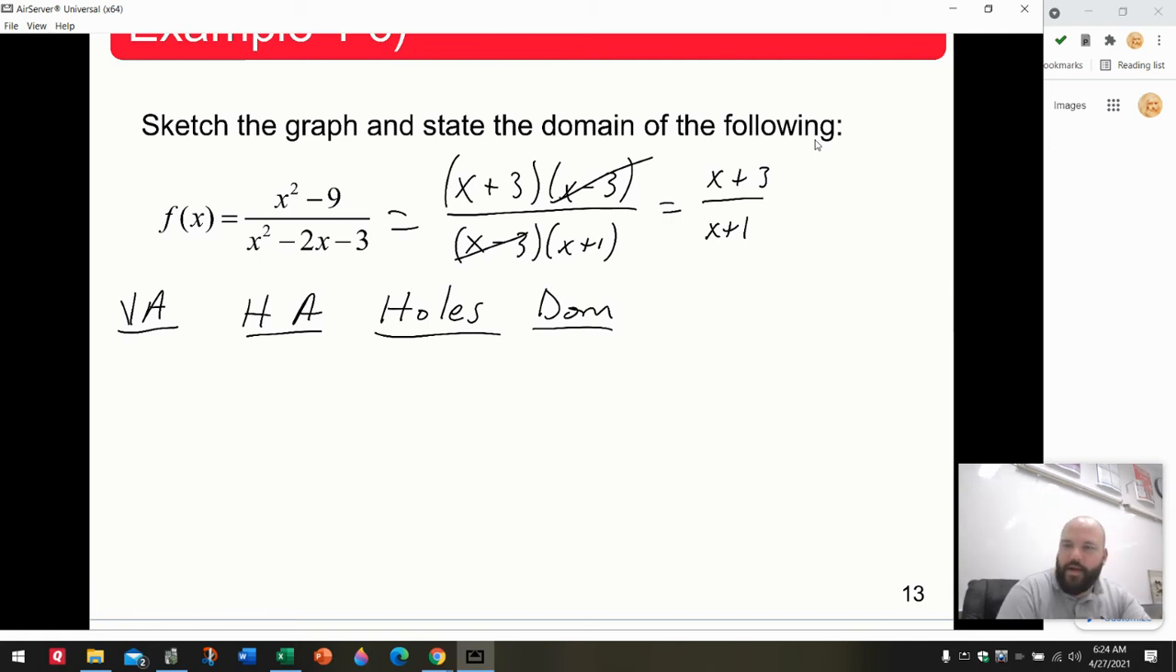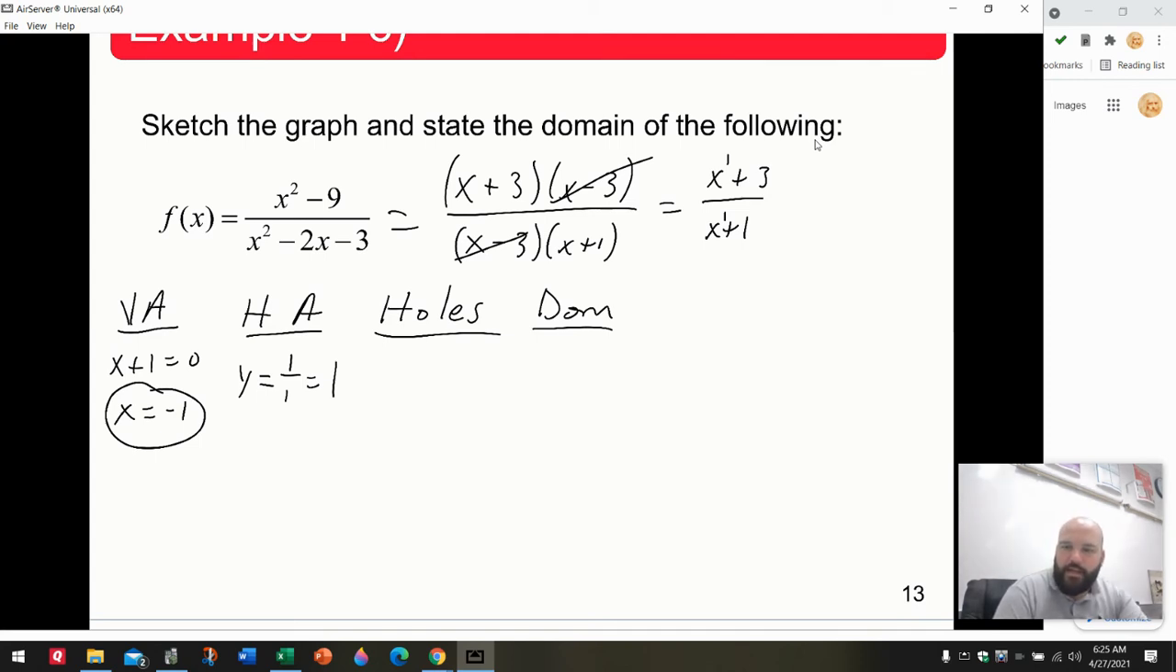So let's talk about vertical asymptotes first. Vertical asymptotes occur where the bottom is 0. So in this case, that will be -1. Horizontal asymptotes are dependent on the degree of the numerator and denominator. In this case, the numerator is degree 1 and the denominator is degree 1. So we need to divide the lead coefficients, which are both 1. So that would be y equals 1 divided by 1, which is 1.